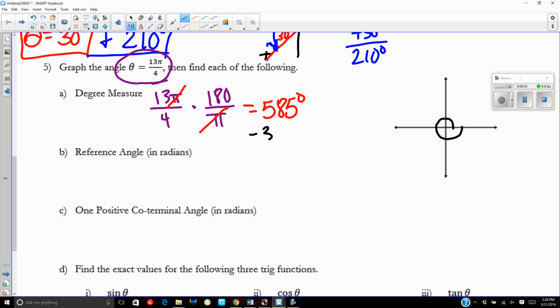We're going to take 585 and subtract 360 to see what's left. So that means even after it wraps around 1 full revolution, we're going to go 225 more degrees. So it's 90, it's 180, that's approximately 225. So this is the angle 585 degrees.